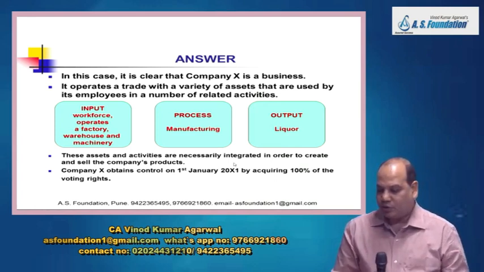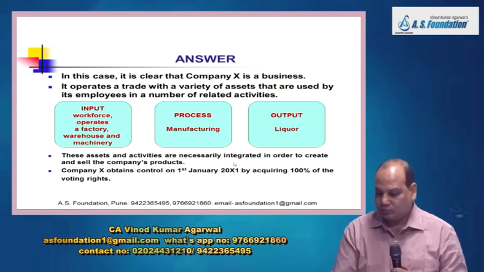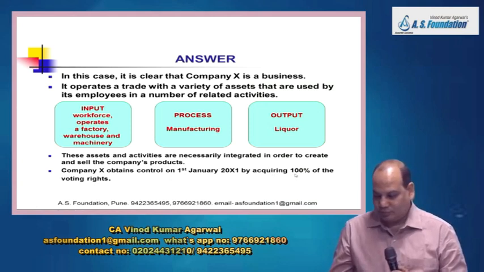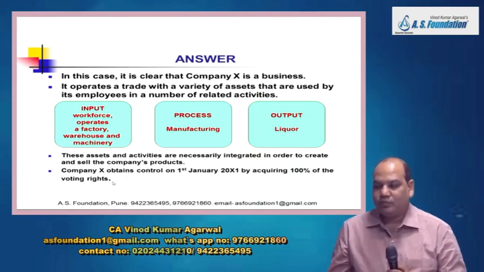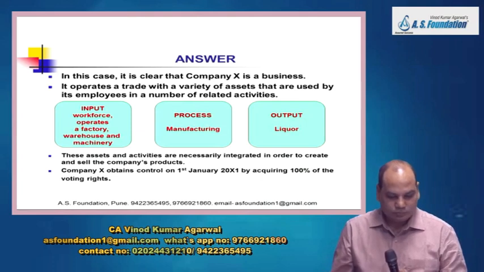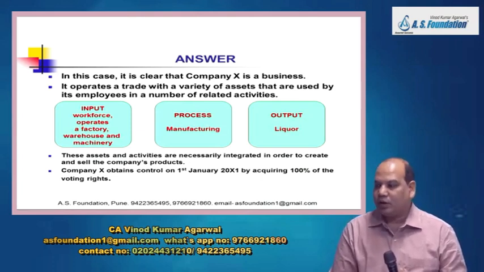Company X obtains control on 1st January 20X1 by acquiring 100% of the voting rights. So this is the answer.